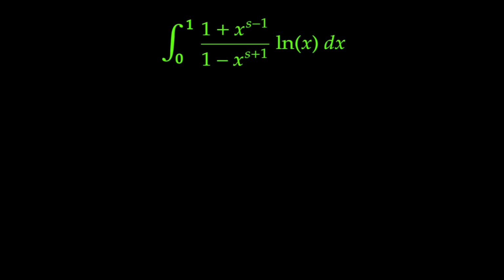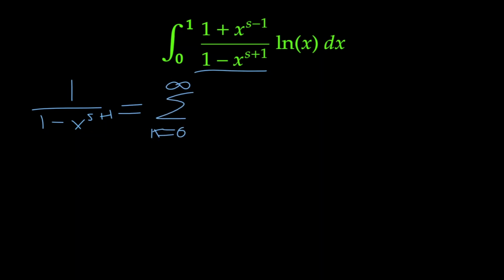What we're going to do to start simplifying is to express this denominator here as a series. So we know that we can express 1 over 1 minus x to the s plus 1 as just the sum from k equals 0 all the way up to infinity of x to the s plus 1 times k. And using this and subbing it in, switching out the order of the sum and the integral, we find the following. We see that we have x to the s plus 1 and then times 1 plus x to the s minus 1.